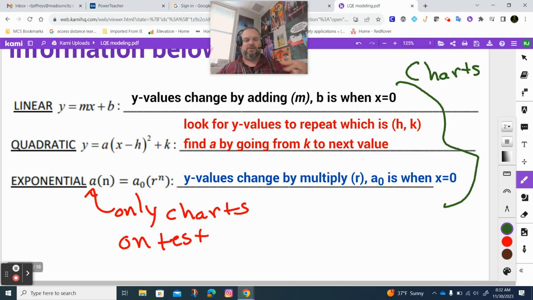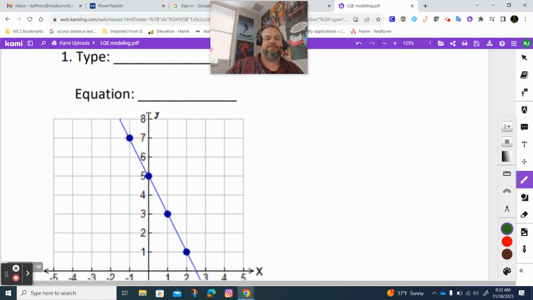Y values changed by multiplying, that's our r value for exponential. And a sub 0 is when x is 0. Okay, so that's all our definitions. We got all those written down. That makes zero sense right now, right? All right, so let's look at it.